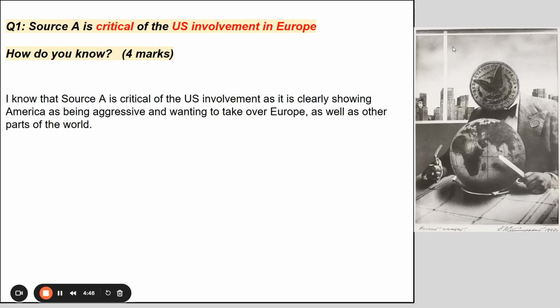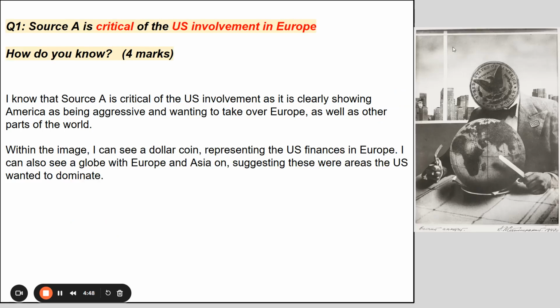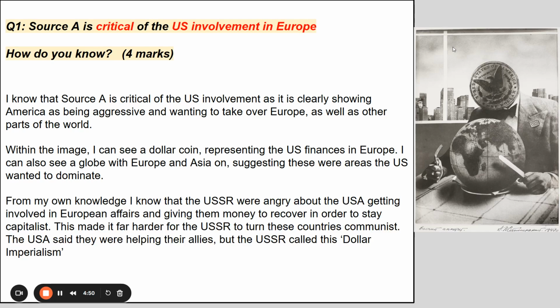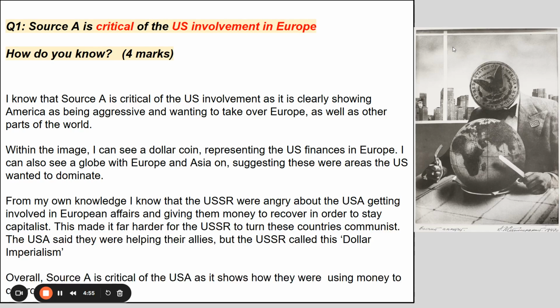What's the message of the source here? I then say how I know that, to prove it. I then bring in some of my knowledge, and then I'd link back. And you can see here, I've not written too much at all. It's about 10 lines or so, and it's about 5 minutes' worth of writing.